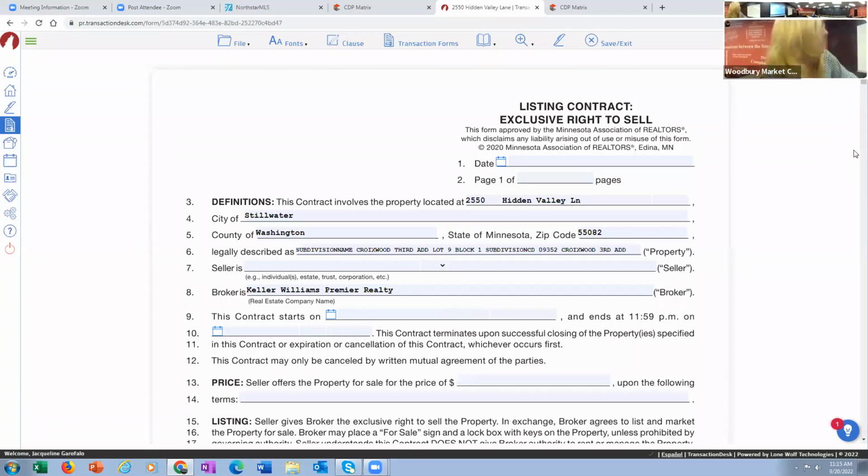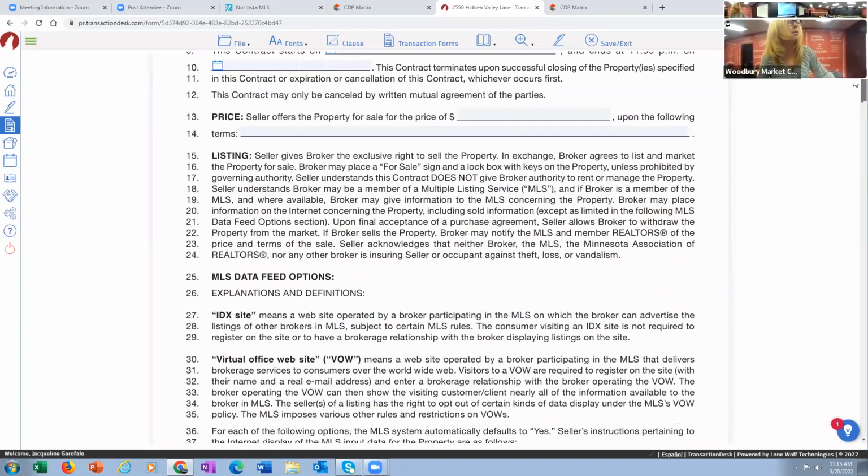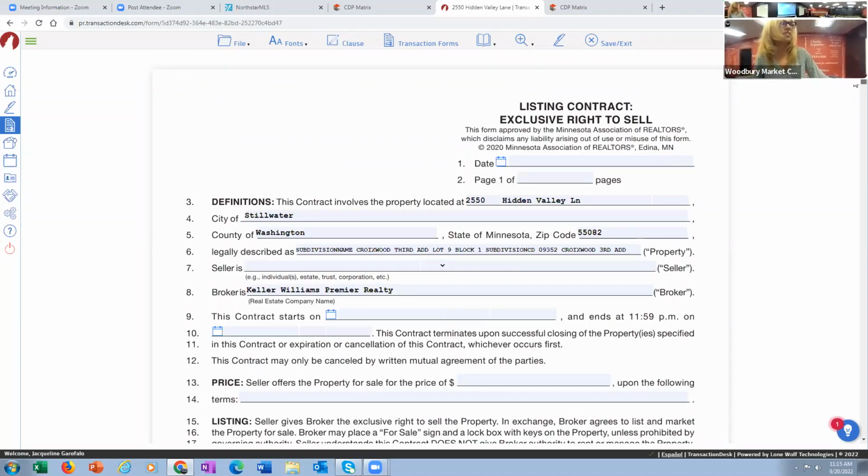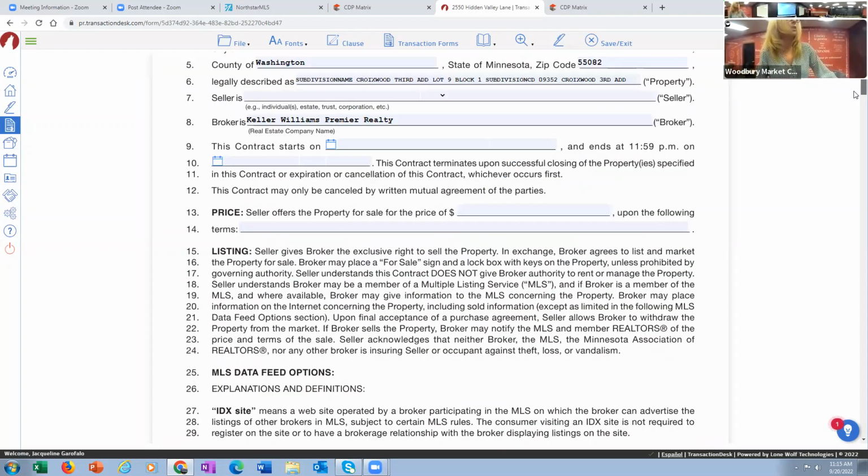Sorry, I'm gonna have to move. We are an exclusive right to sell, right? Here, I would fill out the date, number 1, that I'm going to meet with them. This is the address, county, and so on. We're the broker. I put my seller's name in. I haven't filled all this out because I just started it. This contract date, I always leave this blank because I have no idea when they're going live, right?